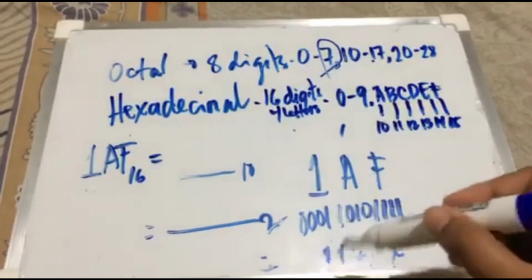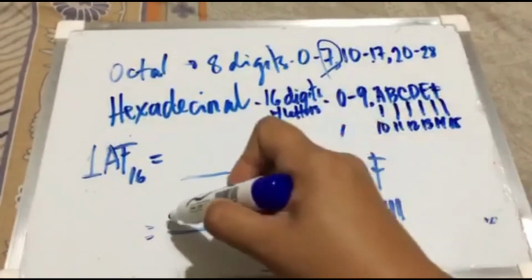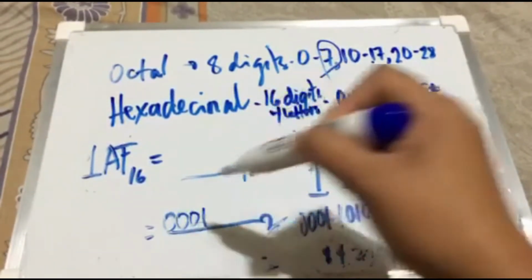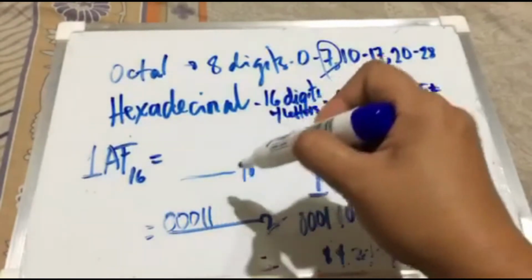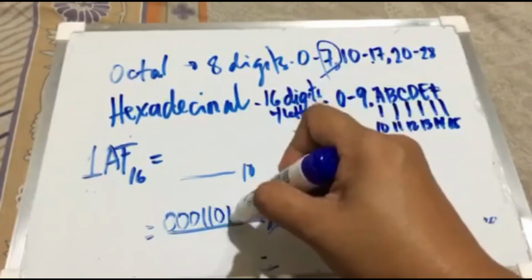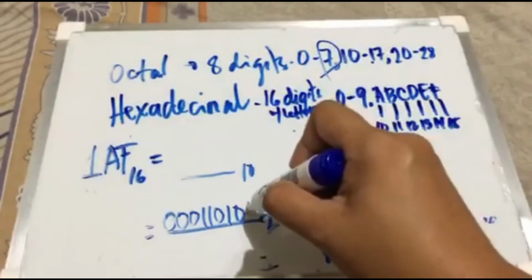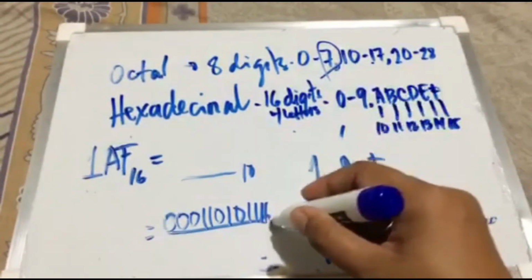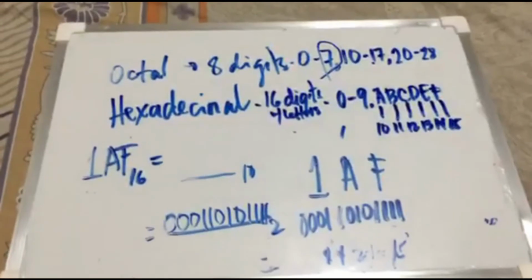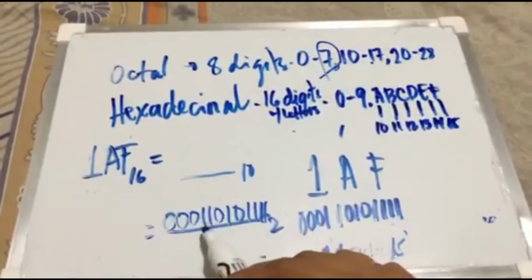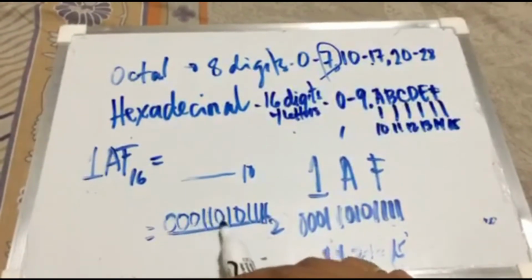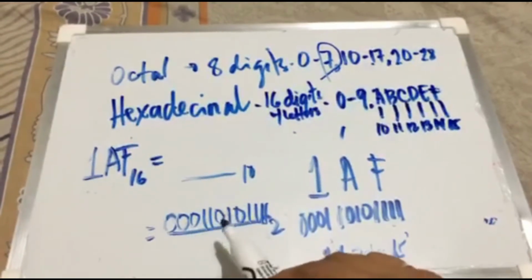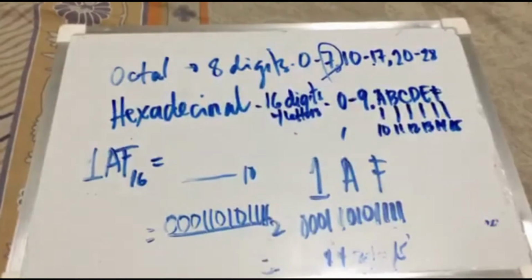So if we're going to write it, so 0, 0, 0, 1, 1, 0, 1, 0, and then 1, 1, 1, 1. Apat na 1. Yan. Okay? There is no spaces. There are no spaces in between pag andito na siya pag sinulat na siya as binary numbers. Okay?